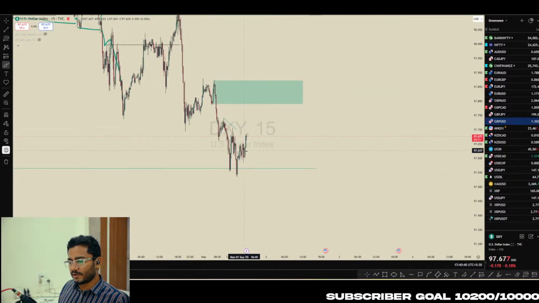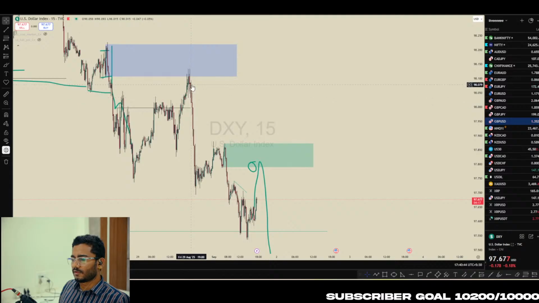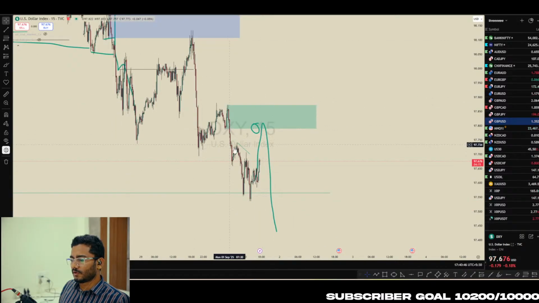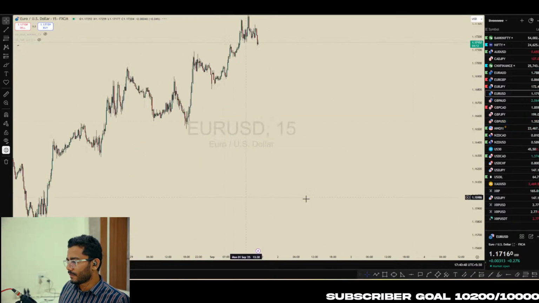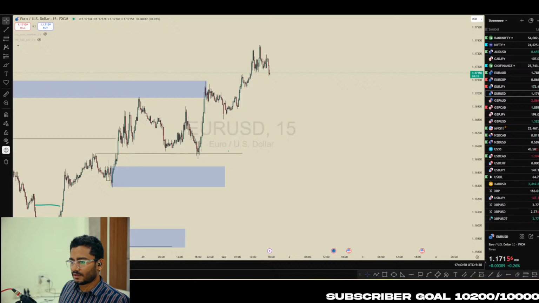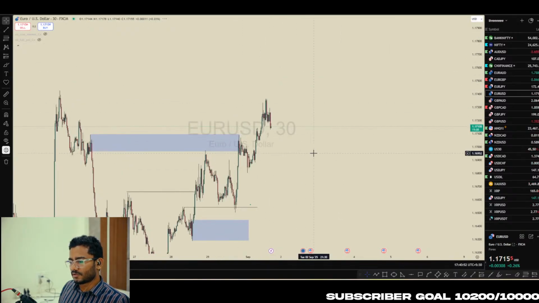So if price continues to the upside, then we'll look for sell side from here. And there is another order block over here. But I think it will sweep the liquidity and it shall continue. But if you look at Euro USD, then it's the same thing. It's just to the downside.